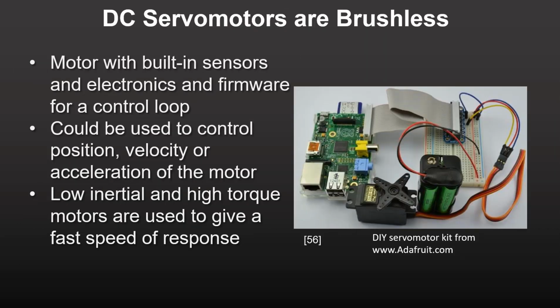DC servo motors are brushless too. The motor has built-in sensors and electronics and firmware for a full motor control loop. The components shown in the photo on the right are packaged into one enclosure. DC servo motors are used to control position, velocity, or acceleration of the motor. Low inertia and high torque motors are used to give a fast speed of response.